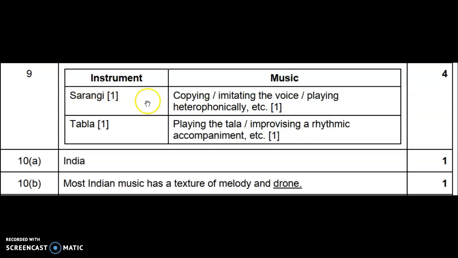Instrument is the sarangi, copy and imitates the voice, playing heterophonically. I hear the tabla, playing the tala, improvising a rhythmical accompaniment. The music comes from India, and most Indian music has a texture of melody and drone. So that is the texture, melody and drone.